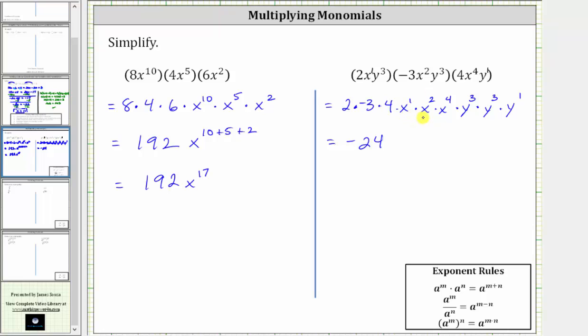And then x to the first times x to the second times x to the fourth is x raised to the power of 1 plus 2 plus 4. And then y to the third times y to the third times y to the first is equal to y raised to the power of 3 plus 3 plus 1, which gives us a final product of negative 24 x to the power of 7, y raised to the power of 7.